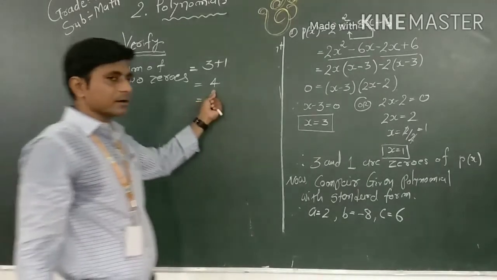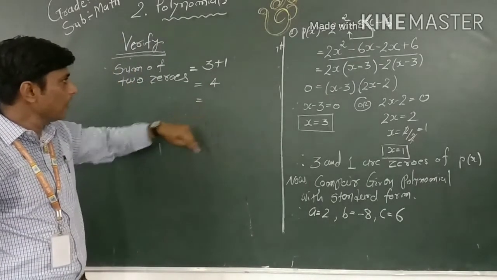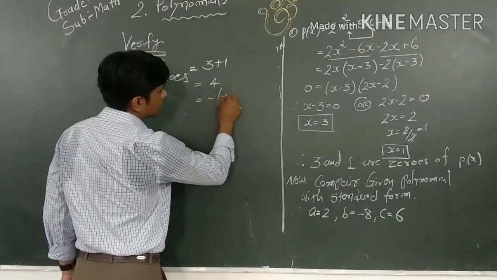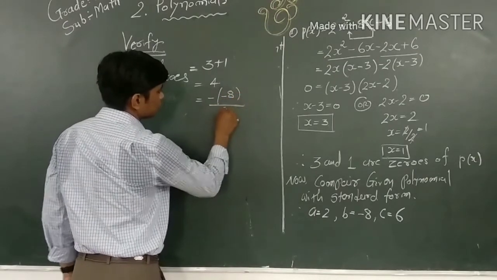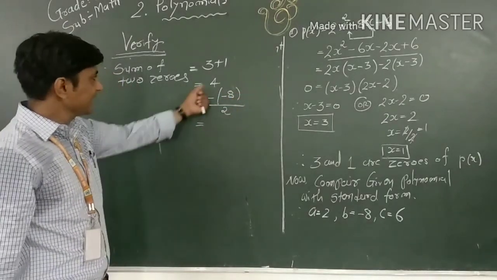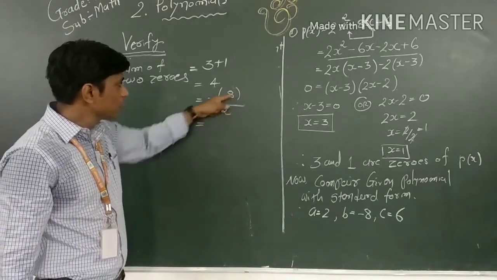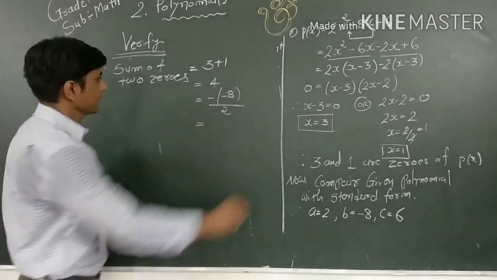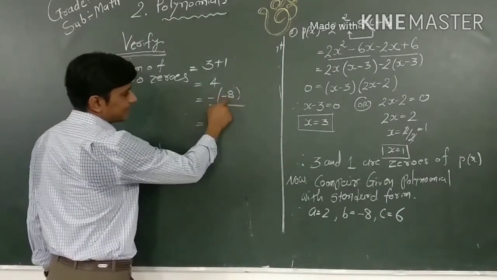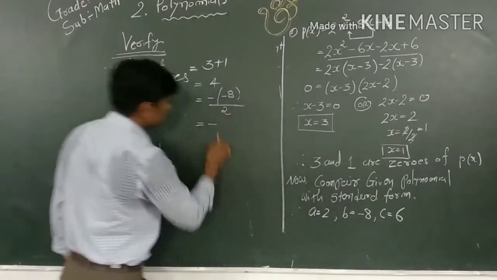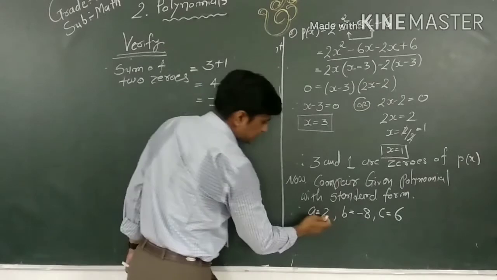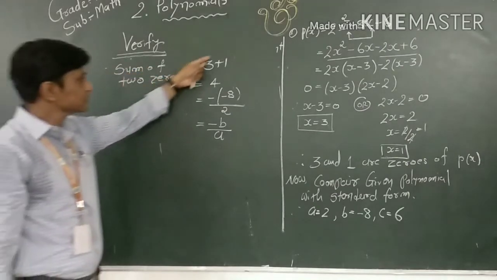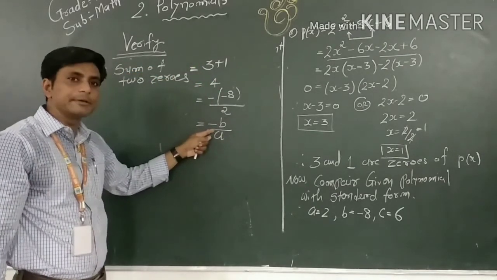And 4 I can write in the form of minus 8 upon 2. Why? 2 fours are 8, and minus by minus gives plus. Again we have 4. Here minus 8 is nothing but b, and 2 is nothing but a. Therefore, we verify the sum of two zeros is equal to 4 and it is equal to minus b by a.